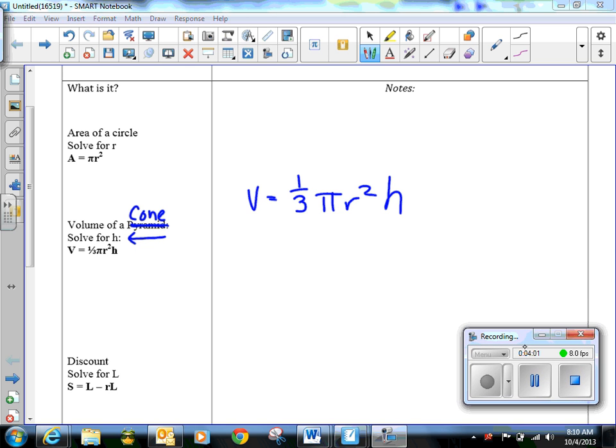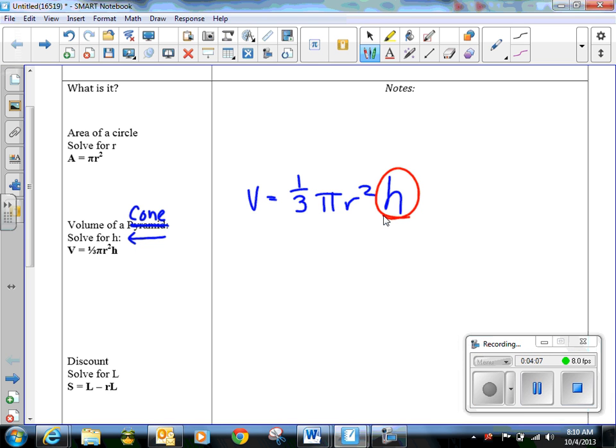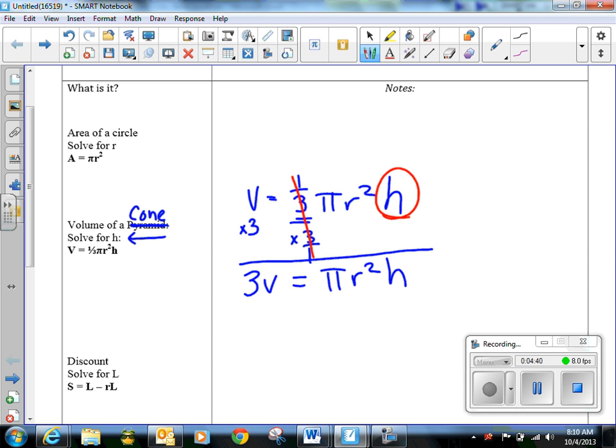So we have volume equals 1/3 pi R squared H. If I want to solve this, now it says solve for H, so I want to isolate that H on the side by itself. I'm going to take care of that 1/3 first. And to do that, I'm going to multiply both sides by the reciprocal. I'm going to be multiplying this side by 3/1, because those would cancel each other out completely. And 3/1 is 3, so I have 3V equals pi R squared H. I'm just doing that separately so we can see why I have 3V.